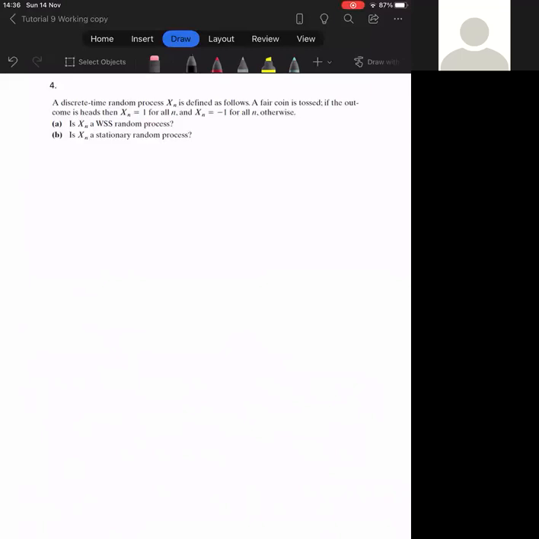हमें पता है कि जब head होगा तो 1 होगा, tail होगा तो -1 होगा, तो probability of head times 1 plus probability of tail times -1. Probability of head and tail is 1/2. This coin is unbiased. So this will equal to 0, which just means that the mean is constant.